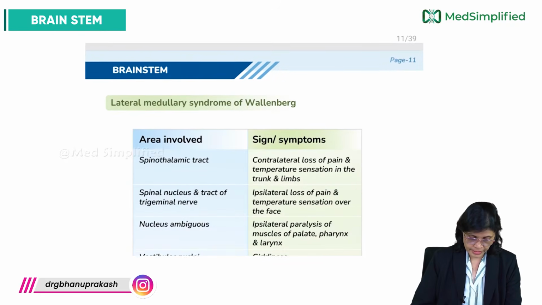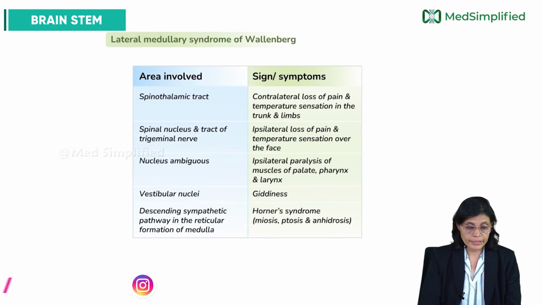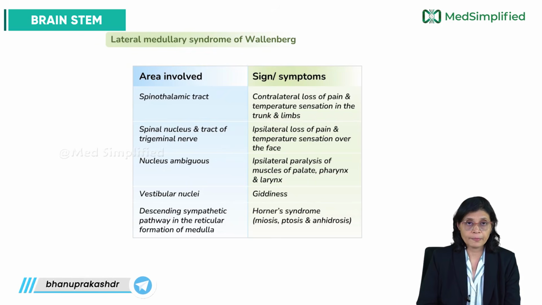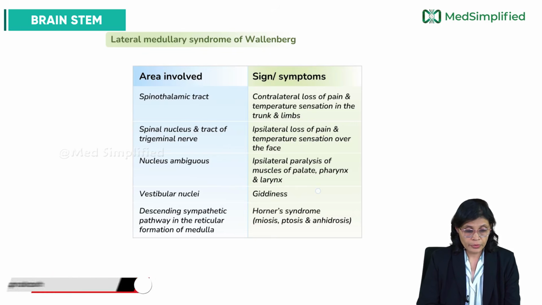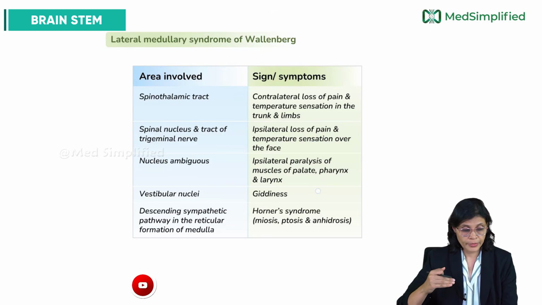Now we will first come to the lateral medullary syndrome of Wallenberg. As the name says, it involves the lateral part. The dorsolateral part of the medulla is basically supplied by the posterior inferior cerebellar artery. This is usually a branch from the vertebral, but sometimes it can be from the basilar. Along with supplying the medulla, this artery also supplies the posterior inferior surface of the cerebellum.